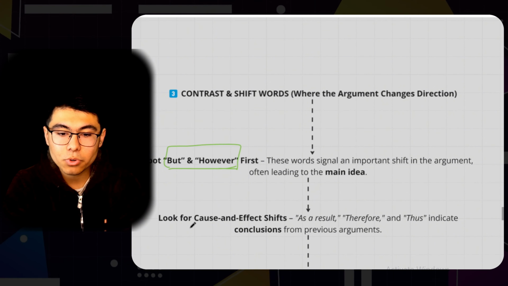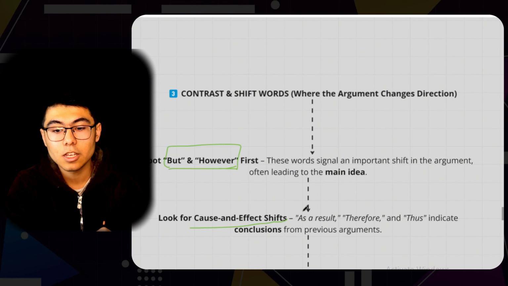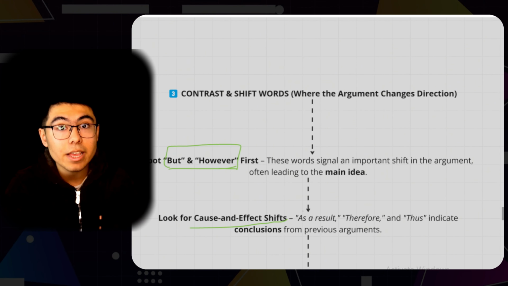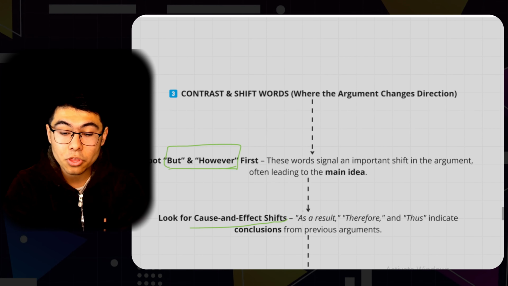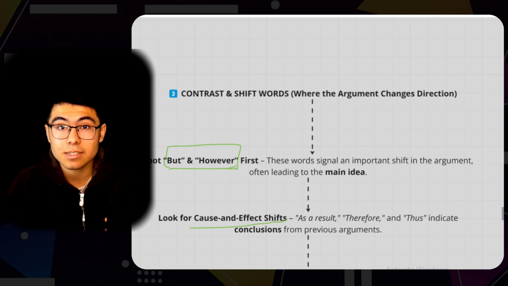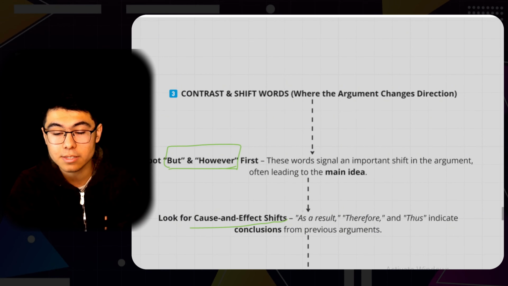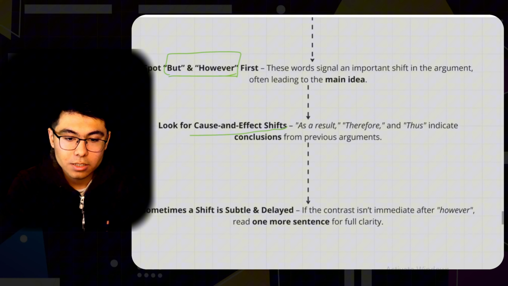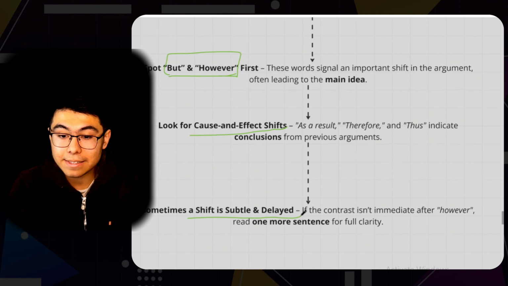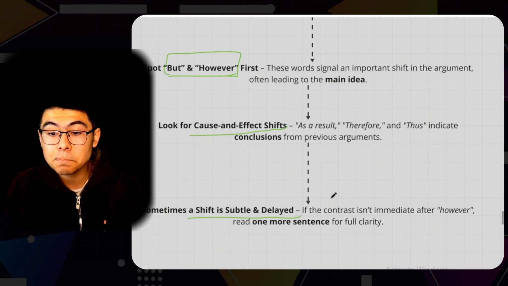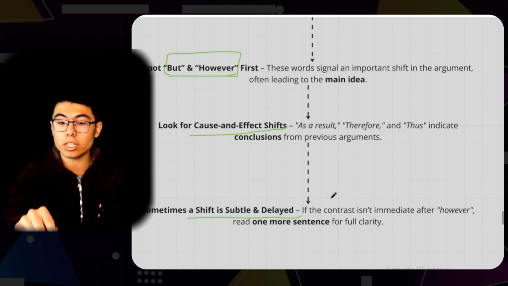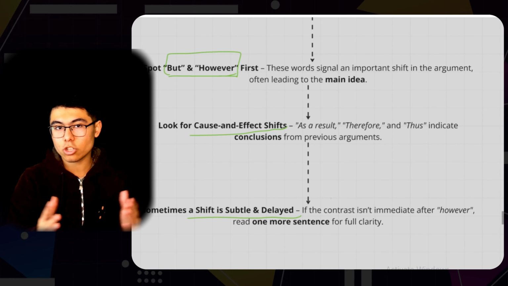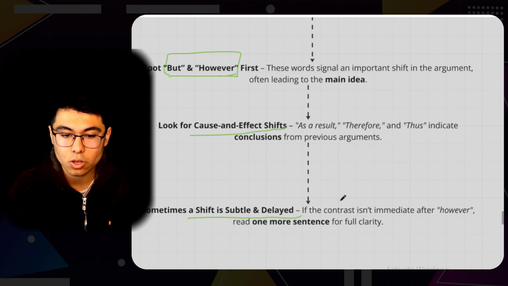Next up, you can look for cause and effect shifts. And those can be as a result, thus, therefore, and those phrases or linking words indicate conclusions from the previous arguments in the passage. Sometimes a shift is subtle or delayed. If the contrast isn't immediately after however, you need to read one more sentence for full clarity. Sometimes it's not going to be as clearly shown as this.